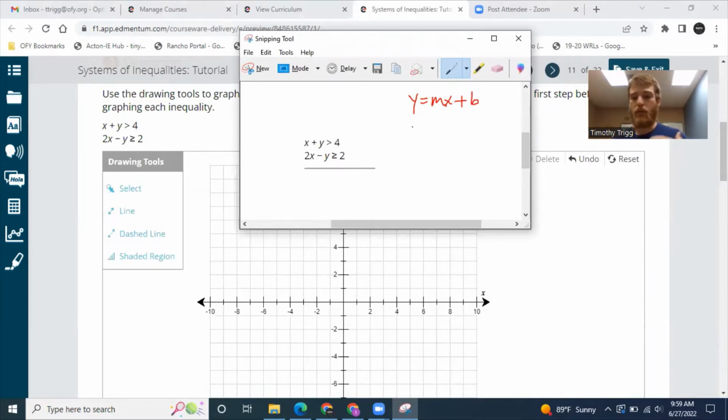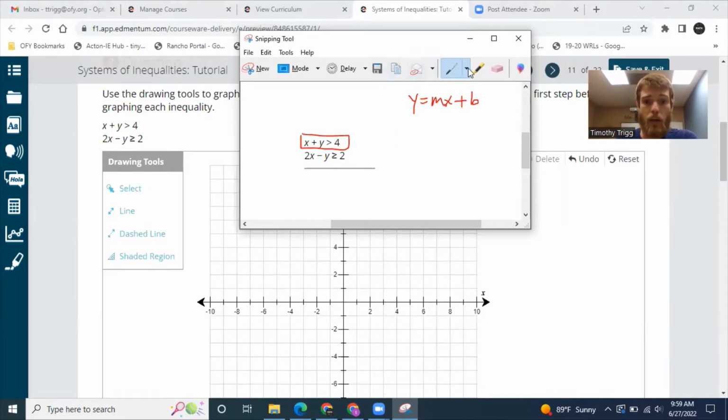Now, ours won't have equals. They'll have either greater than or less than or greater than or equal to or less than or equal to. But don't worry about that. The main thing we want to do is get y by itself in both of these inequalities. Once we do that, then we can easily identify the slope, the m, and the y-intercept, the b. So let's do that for this first inequality, x plus y is greater than 4. My goal here is to get y by itself once again.